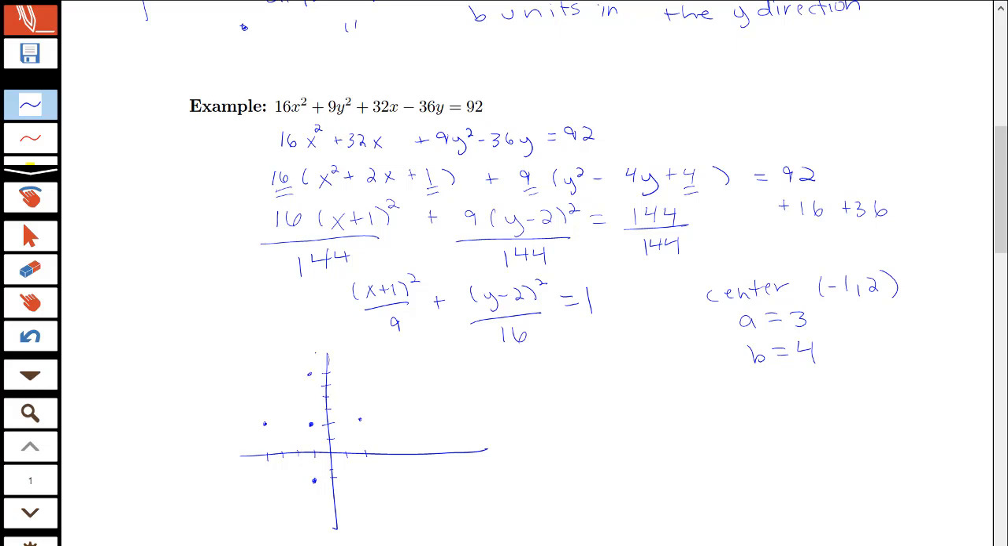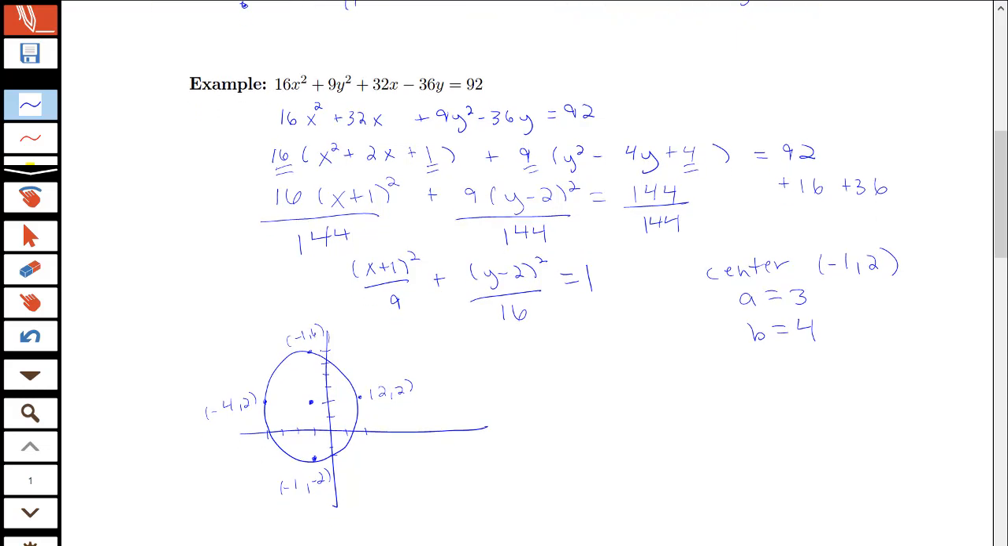Okay, so with those vertices, I can go ahead and connect the dots here. And I get this nice graph of my ellipse. So we see that those vertices were the points 2, 2, -1, -2, -4, 2, as well as -1, 6.